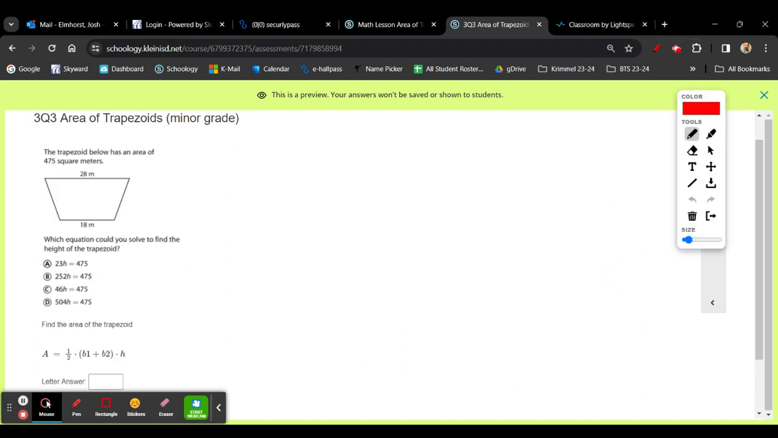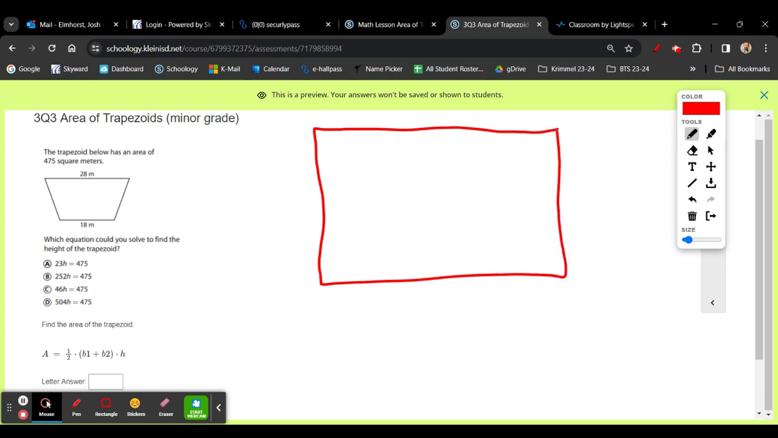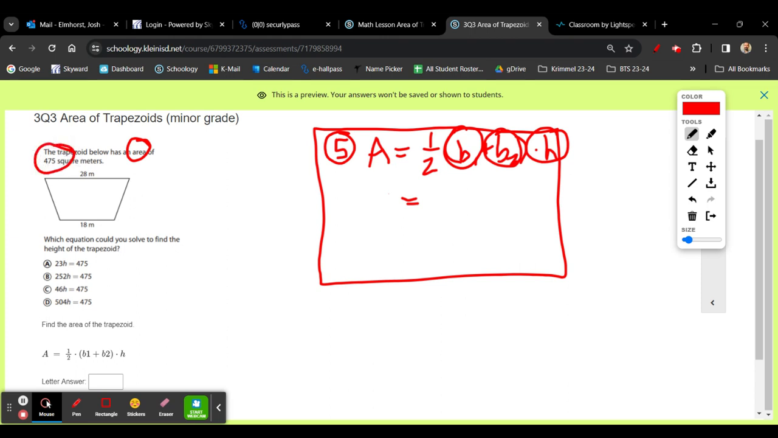Okay. Number 5, questions 1 through 4 all had you start with the formula. So number 5, let's start with the formula. Base 1 plus base 2 times the height. Now let's go back to the question and fill in the given information. Questions 1 through 4, base 1, base 2, and the height were given. But in question 5, the area is given. So we're going to take out the letter A and put that number in there. So the area is given.